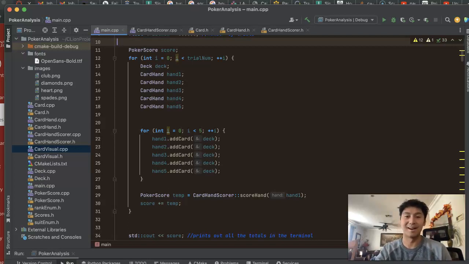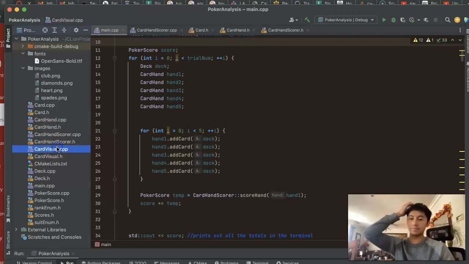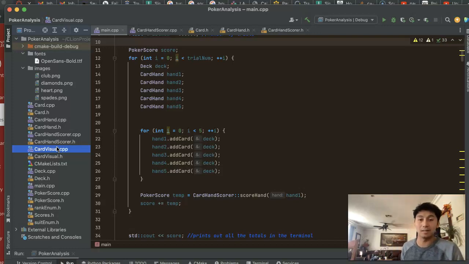This is my poker analysis project. On my left are all of my classes. They're all the ones you'd expect, except for card visual. This class is what I use for visually outputting each card with SFML.